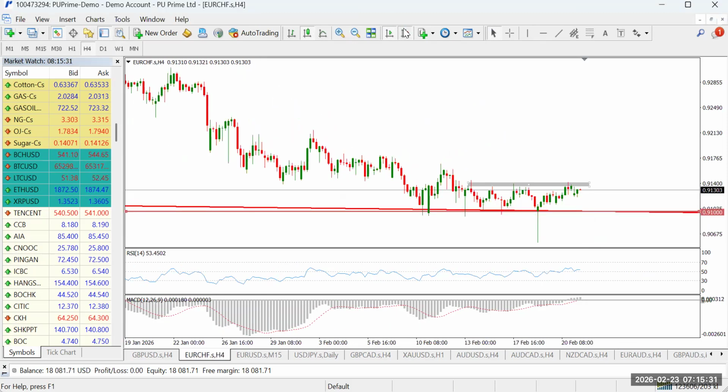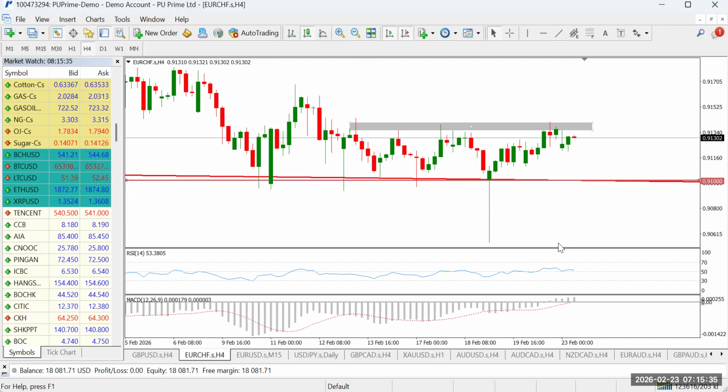If you switch over to the 4-hour time frame, there is a minor resistance presently, but if price is able to break out above that minor resistance, we should see further bullish movement on the Euro CHF. So I still maintain my bullish outlook pending when price breaks out above this current resistance level.